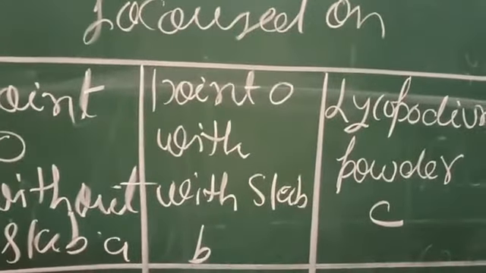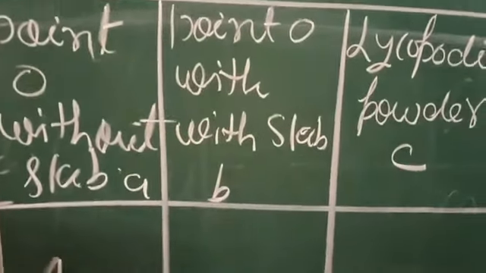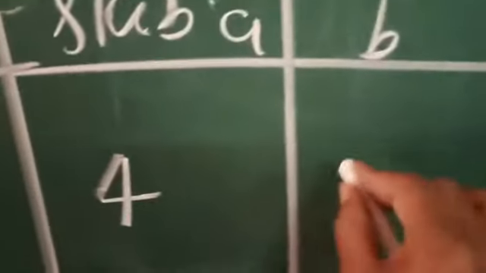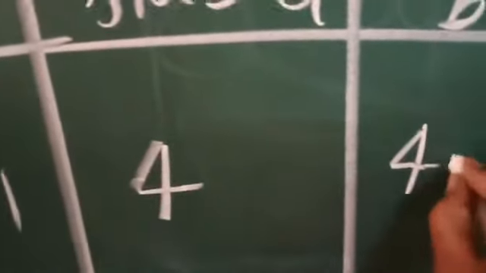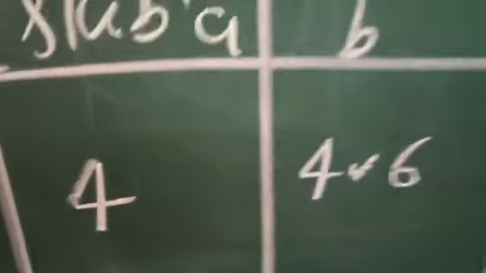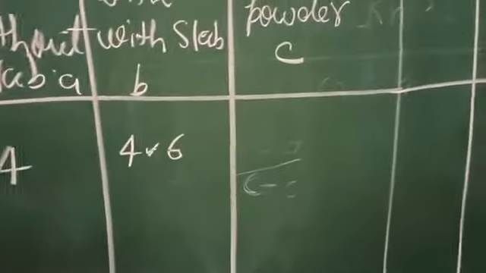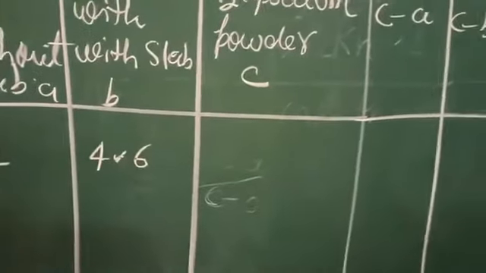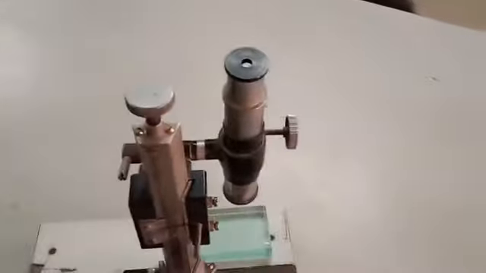This is 4 without slab, and with slab, the point on the with slab O is equal to 4.6. Okay, and lycopodium powder C. Now I am putting the lycopodium powder, some piece of the lycopodium powder.